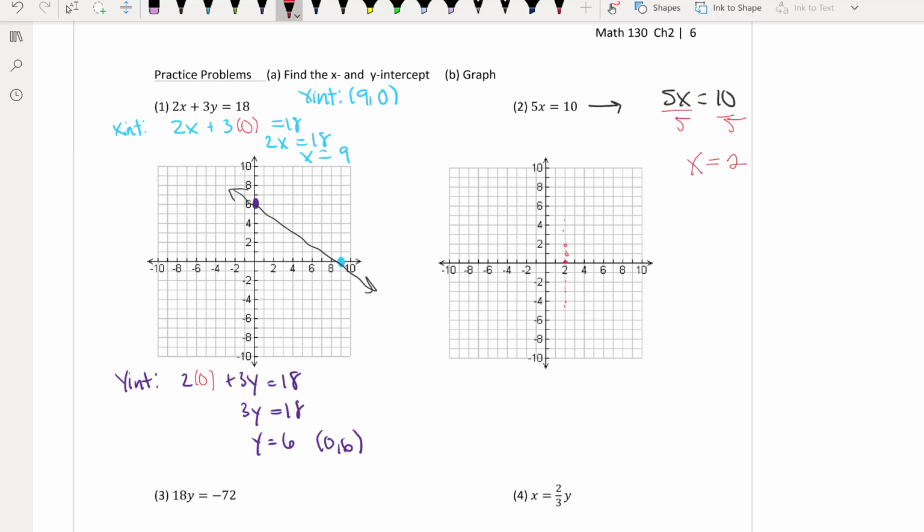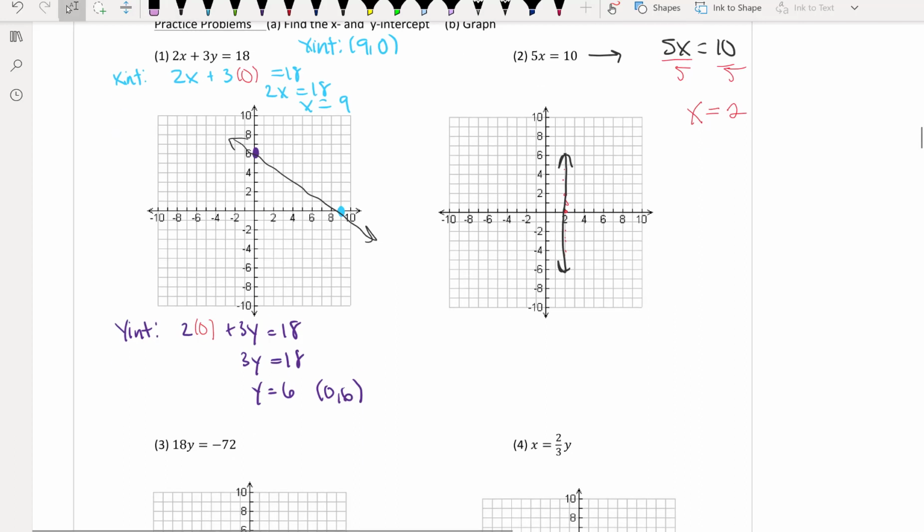Well, don't you guys remember what type of equation this is going to be? This is going to be a vertical line. So my x-intercept here is going to be my 2, 0. And then your y-intercept, well, this line doesn't have a y. And there is no y-intercept, so you say none. There's no way that that line that goes up and down is ever going to hit the y-axis.